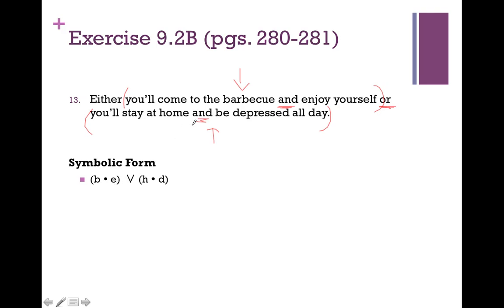Then the second disjunct is you'll stay at home and be depressed all day. Again, we have and here, so this disjunct is a compound proposition. And I use H to represent you'll stay at home, and I use D to mean you'll be depressed all day. And so this is how we symbolize this: B and E, or H and D. You'll come to the barbecue and enjoy yourself, or you'll stay at home and be depressed.